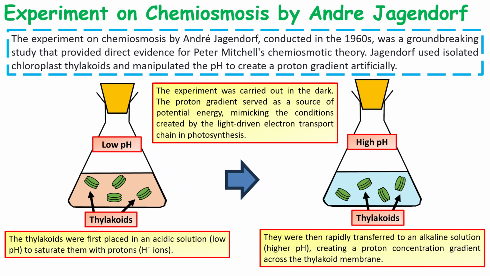It's also worth noting that the experiment was carried out in the dark, so the proton gradient served as a source of potential energy, mimicking the conditions created by the light-driven electron transport chain in photosynthesis.